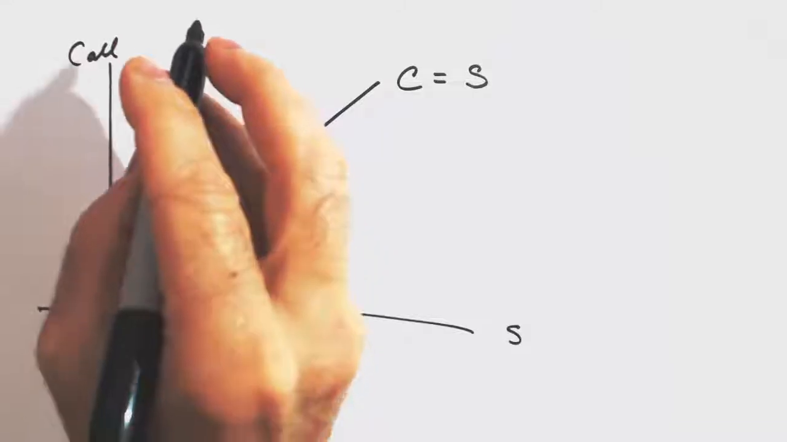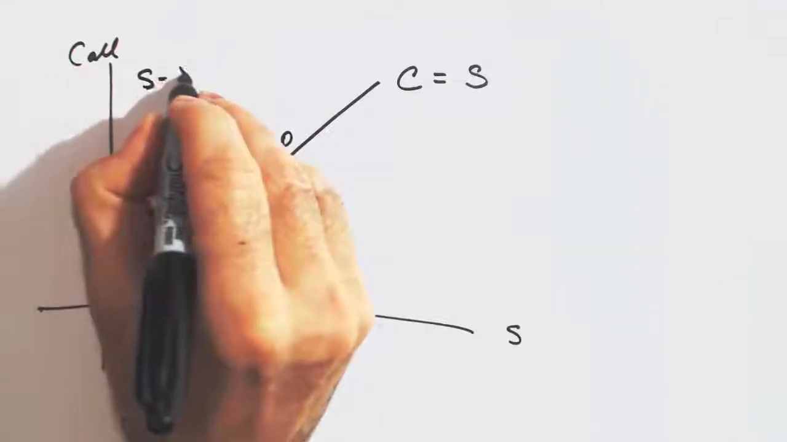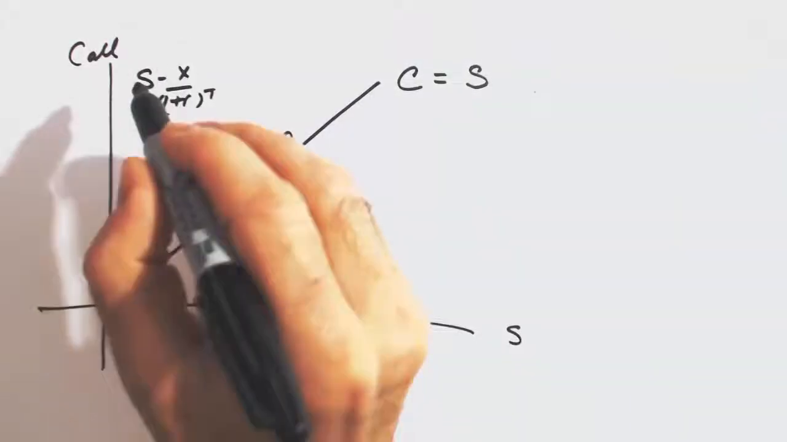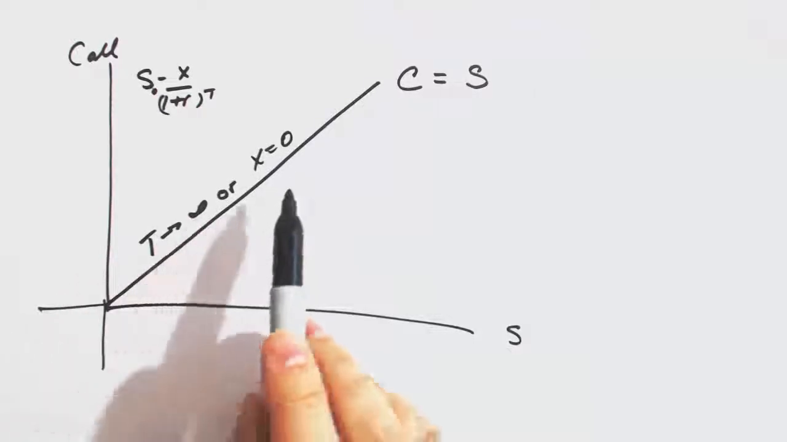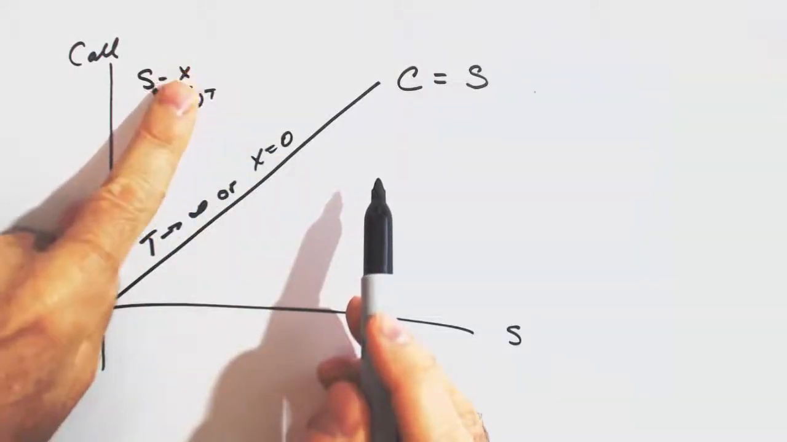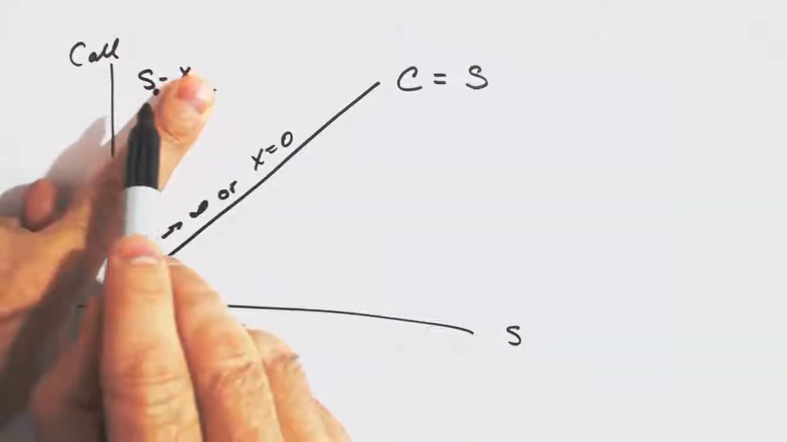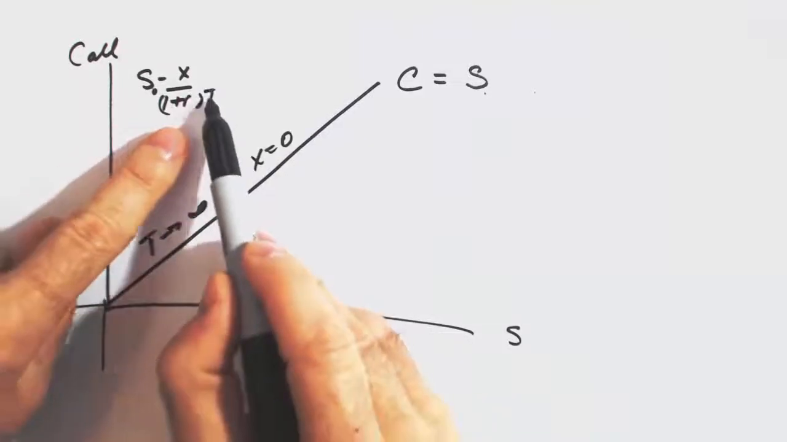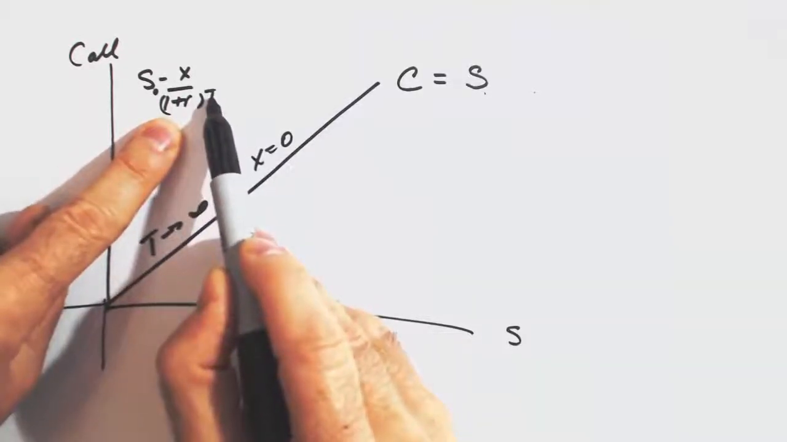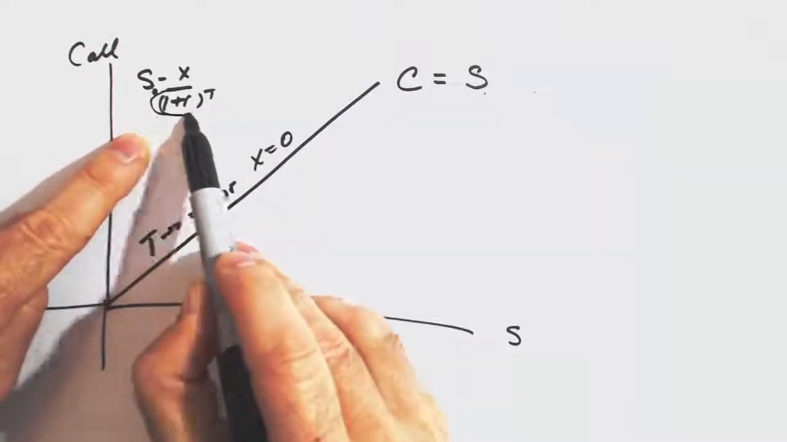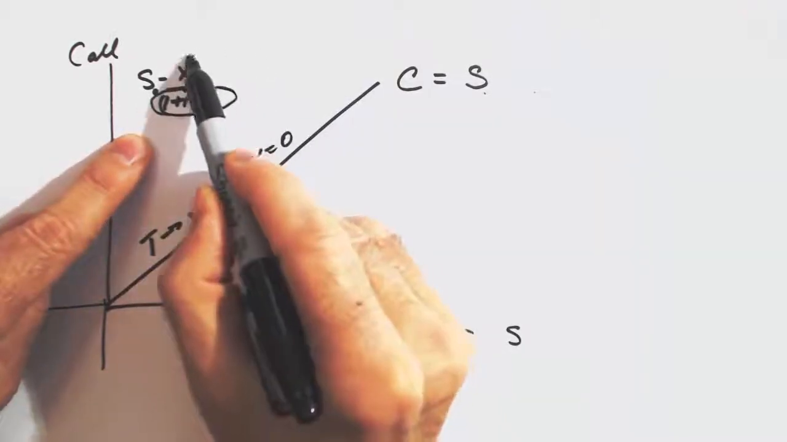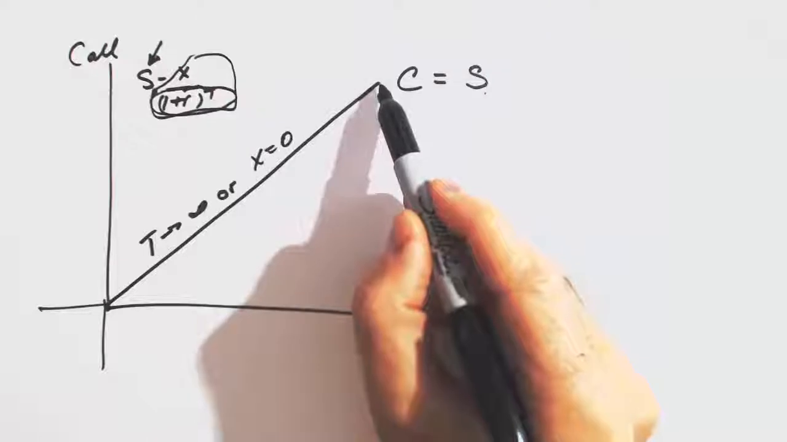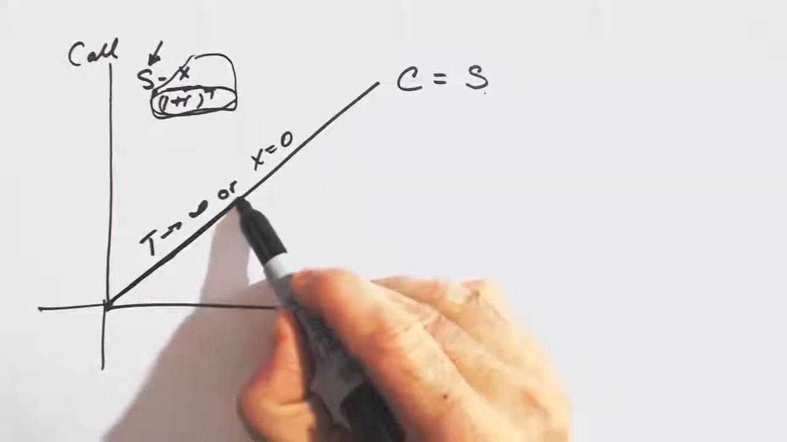And how do I know that? Well, S minus X over 1 plus R to the T is the payoff at expiration for an option, right? Well, what happens if X is 0? If X is 0, this payoff is what? The stock price. So then the call is equal to the stock. What happens if T goes to infinity? Since T is on the bottom and it's the exponent, that means this whole bottom gets super large, which means this whole term drops to 0 and all you're left with is S. So that establishes this boundary.